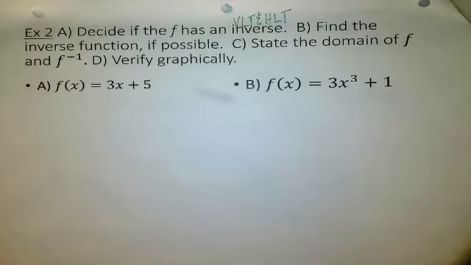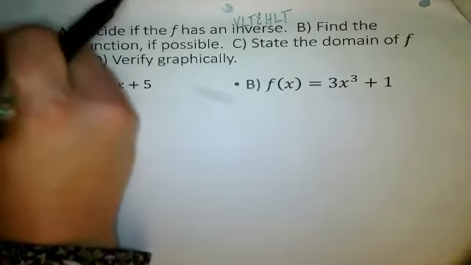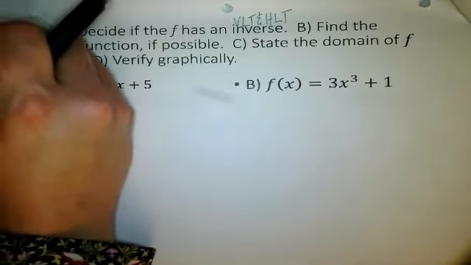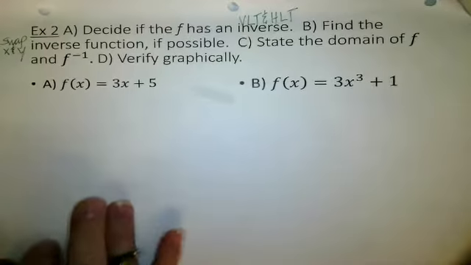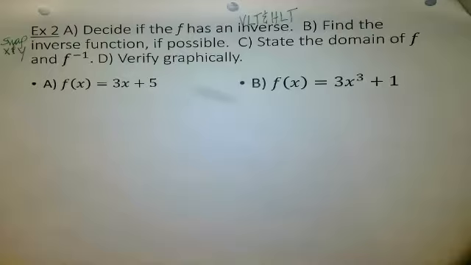We want to find the inverse function if possible. So if it has an inverse, then we're going to find the inverse. To find the inverse algebraically, we get to swap x and y, the same way the ordered pairs swap when we graph the inverse, which is kind of interesting. So I'll show you how to do that. And then we want to state the domain of f and f inverse, just because I want you to remember domain. What is domain?